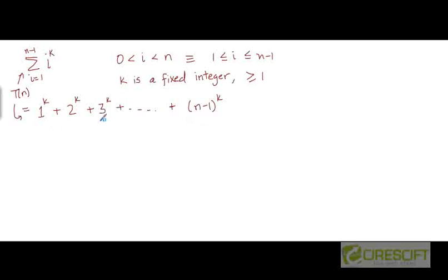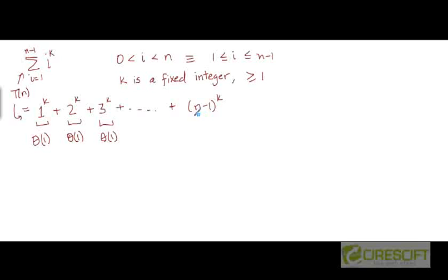Let's first try to play around with individual terms to see what their rates of growth are. If you look at just this first term, 1 to the power k, this is nothing but a constant, it's just 1. So we can say that this term by itself is in theta of 1. 2 to the power k is also a constant, because 2 is a constant and k is given to be a constant integer greater than or equal to 1. So this is also in theta of 1. This term is also in theta of 1.